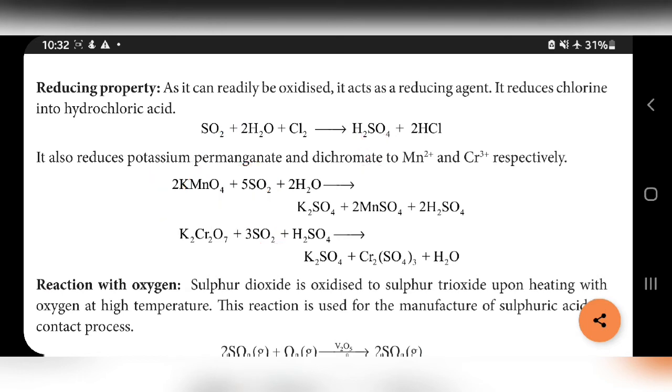Likewise, in potassium dichromate, chromium has the +6 oxidation state. In Cr2(SO4)3, chromium has the +3 oxidation state. The charge is reduced from +6 to +3. So reduction takes place because of sulfur dioxide. So this is another evidence for the reducing behavior of sulfur dioxide.